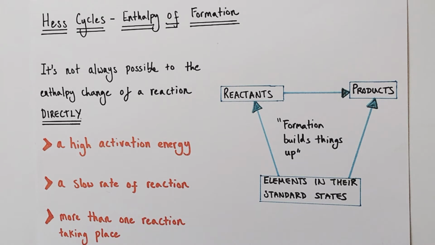Sometimes you might find it's not actually always possible to directly determine the enthalpy change of a chemical reaction. That might be because, for example, the activation energy for that reaction is just too high. Or the reaction has very slow kinetics, i.e. a very slow rate of reaction, so it can't be determined directly in a feasible or practical manner. Or finally, more than one reaction might be taking place at the same time, making it difficult to determine the enthalpy change for the particular reaction you're interested in.